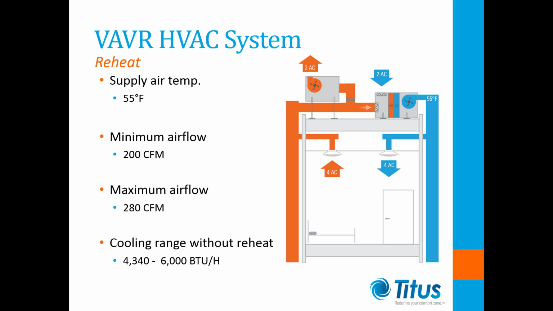Now, if the space cooling load falls below 4,300 BTUs per hour, the air will overcool the space, causing comfort issues. The only way to prevent this is to reheat the air at the VAV box to maintain the set point temperature.